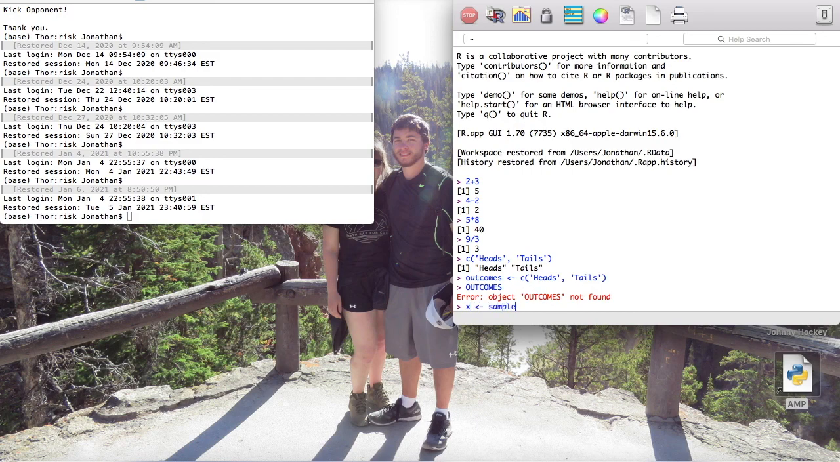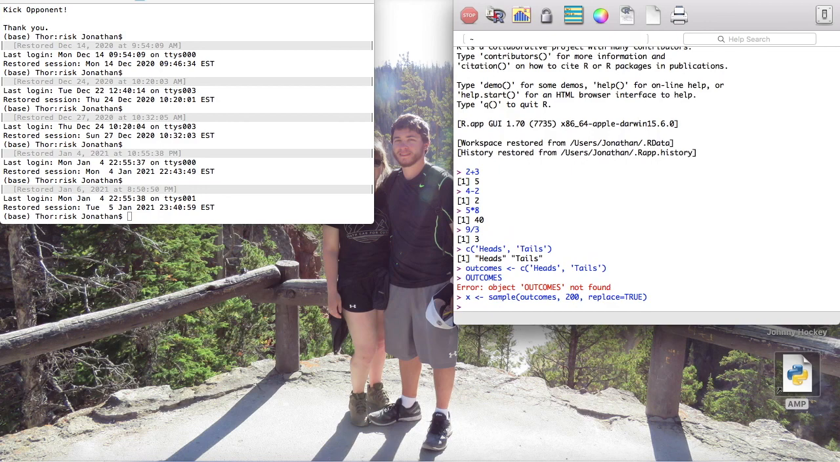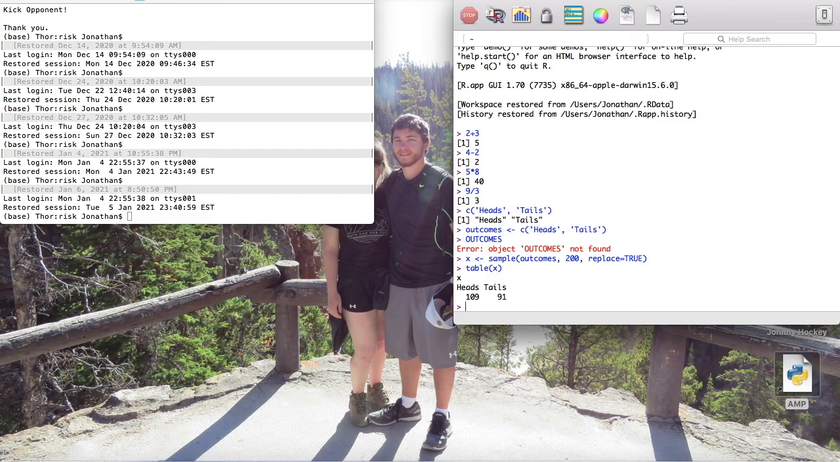Okay, and then what we can do is what's called sample from our possible outcomes. So I will take a sample of my outcomes, so conduct coin flips, and I'll take 200 of them. And in this case, what we wind up with, if I convert my results to a table, is 109 heads, 91 tails.